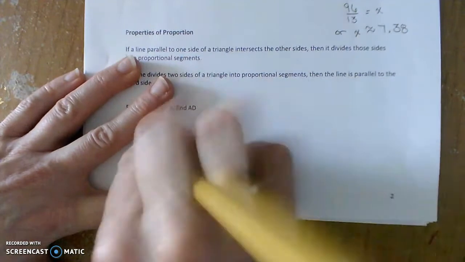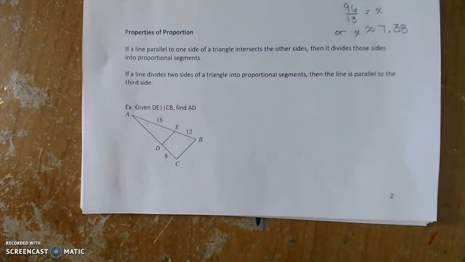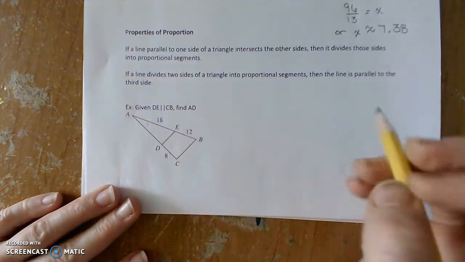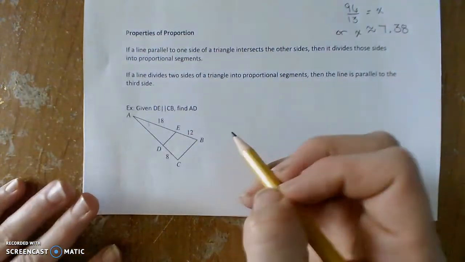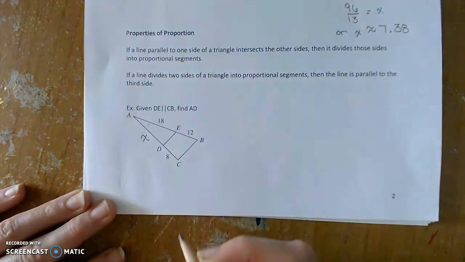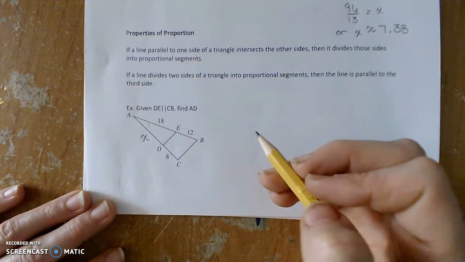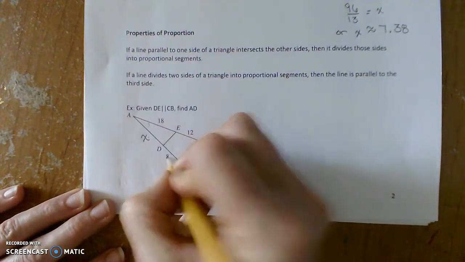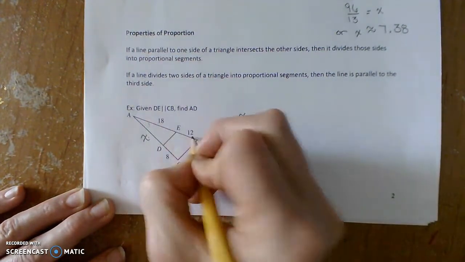And that allows us to say that not only are the sides of those two triangles proportional, but the segments created by this little line segment here are proportional to each other as well. So let's find the missing side here. Let me call that X. If I know that these two lines are parallel, then I can set up a proportion. I can say X is to 8 as 18 is to 12.